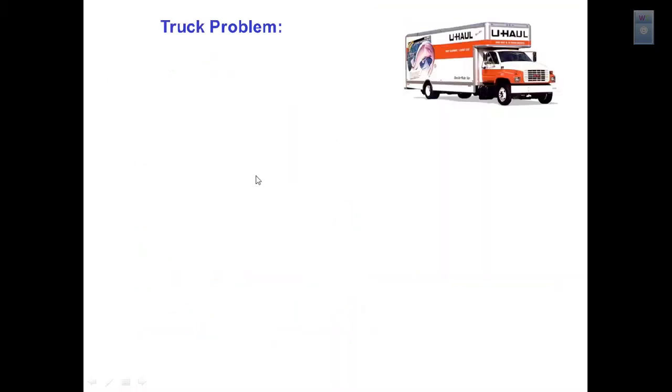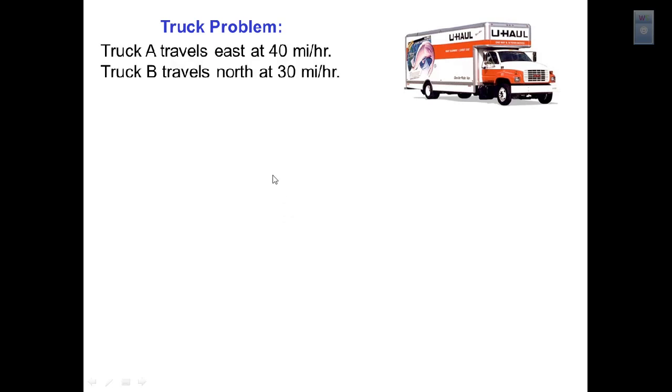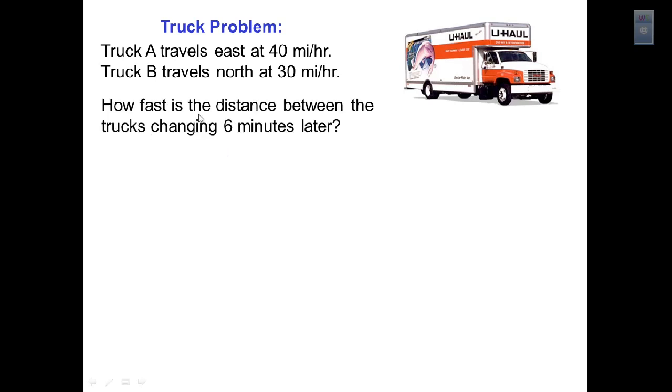Alright, one more example. And this is the truck problem. Truck A travels east at 40 miles per hour. Truck B travels north at 30 miles per hour. How fast is the distance between the trucks changing 6 minutes later?